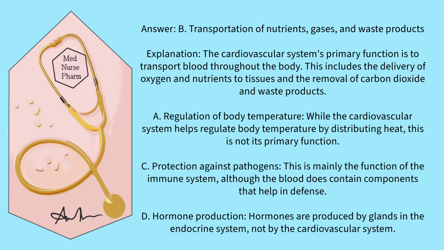If you chose option B, you are correct. Transportation of nutrients, gases, and waste products. The cardiovascular system's primary function is to transport blood throughout the body. This includes the delivery of oxygen and nutrients to tissues and the removal of carbon dioxide and waste products.